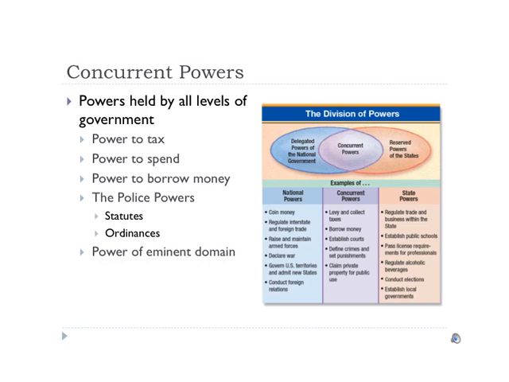Okay, these are called concurrent powers. Concurrent means at the same time. So these are powers held by all levels of government. There are 5 listed. The first 3 really pretty much go together. Okay, for government to fulfill those powers and duties and responsibilities of government, for instance, providing public services, well, they need resources to do so.